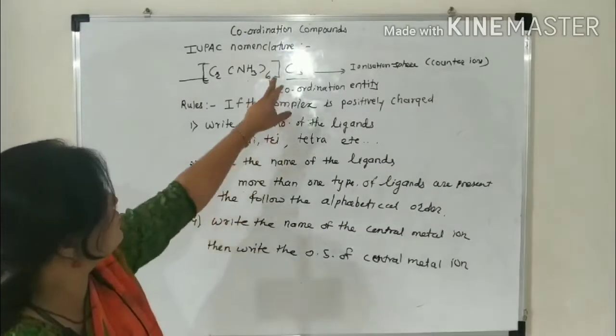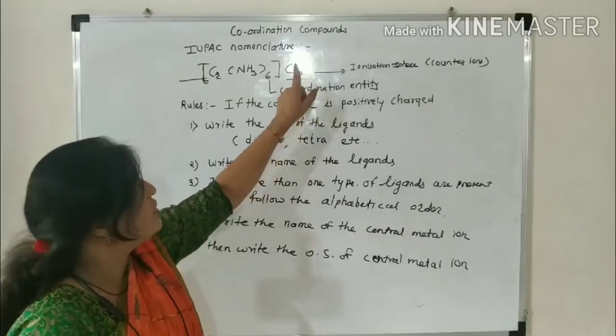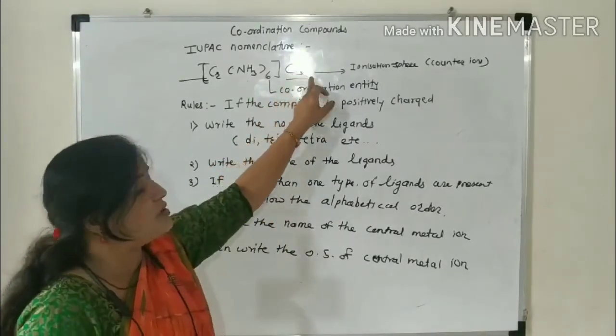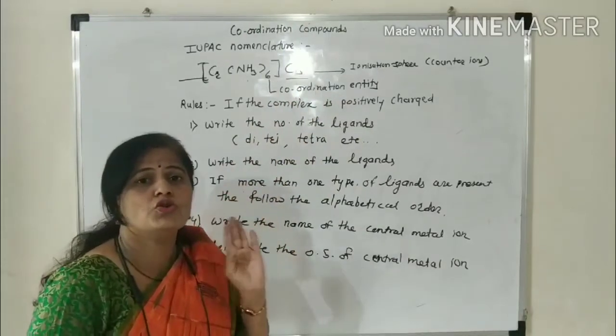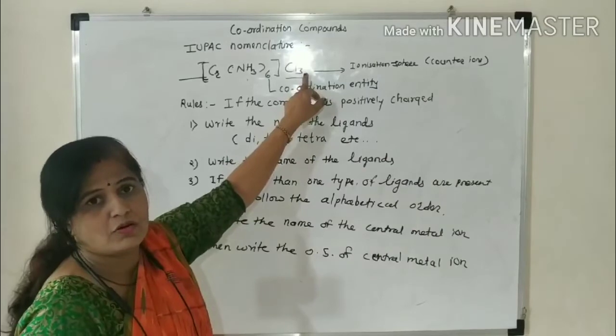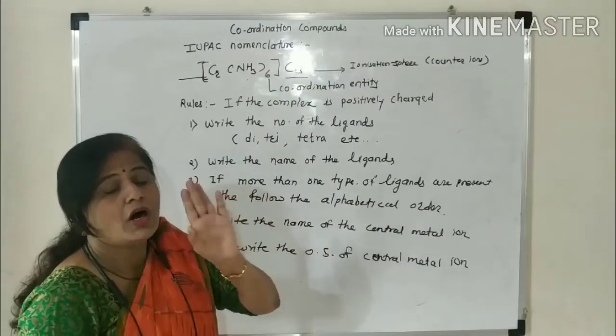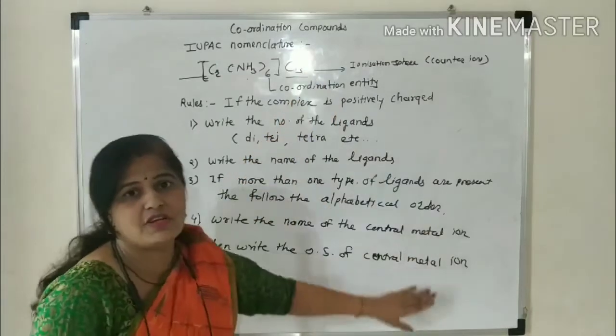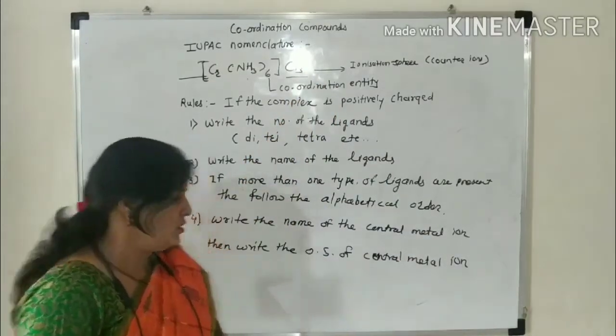Lastly you have to write down the name of the ions again. Which is that ion? Chloride. Now how many times? 3 times present. But you should not mention the number of the counter ions. Only mention the name of that counter ion. Lastly, after the oxidation state, like this.